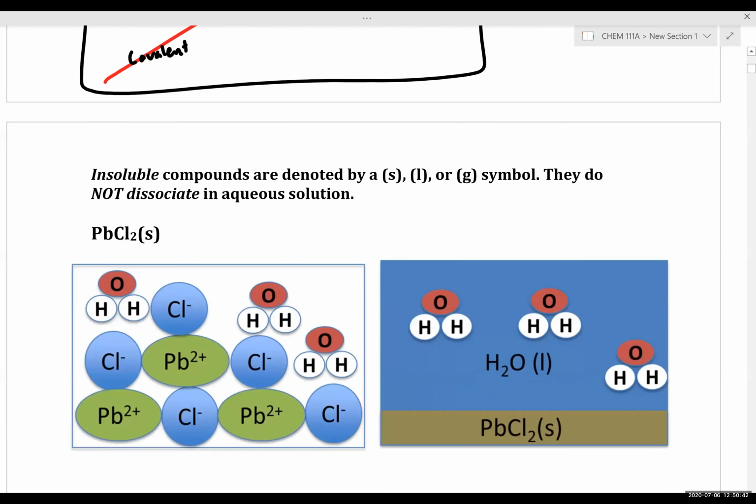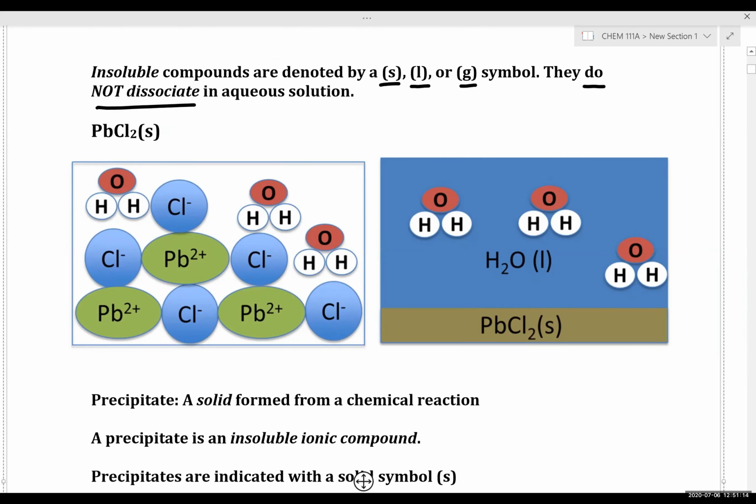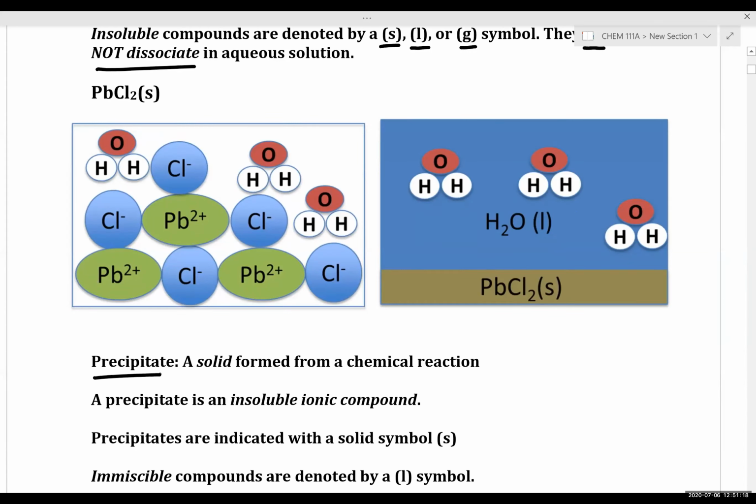Okay, with that established, insoluble compounds are denoted by a solid, liquid, or gas symbol. Insoluble compounds do not dissociate in aqueous solution. For example, lead chloride solid is insoluble. It does not dissolve in water, so you'd see a layer of solid at the bottom of your flask. The lead chloride is an insoluble solid known as a precipitate. A precipitate is formally defined as a solid formed from a chemical reaction, and in most cases it is an insoluble ionic compound. Precipitates are indicated with a solid symbol.